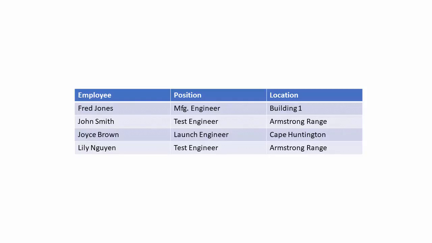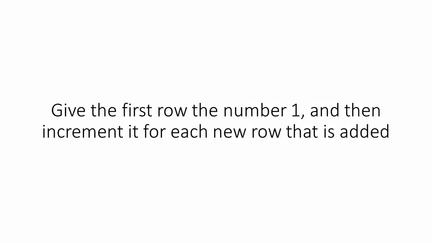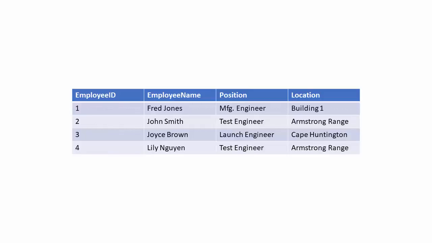One way to deal with this problem is to add a column to the table whose entries are guaranteed to be unique. We can do this by giving the first row in the table the number 1 and then incrementing that number every time we add a new row. That new column serves as the key of the table.